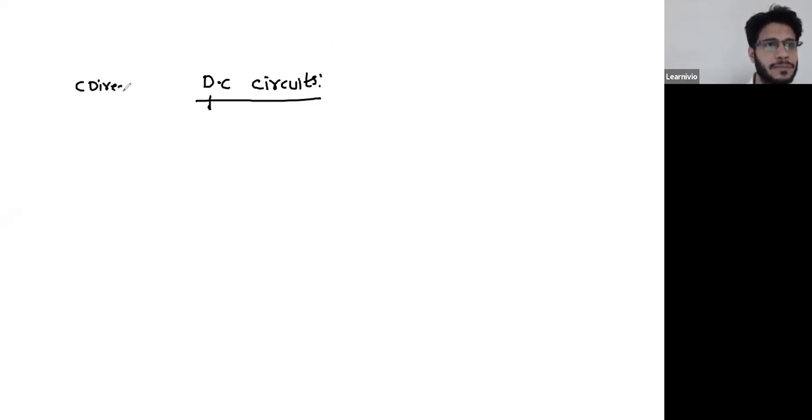Okay, so that was about capacitor. Next, we will do circuits. We will do DC circuits. The next is DC circuits. DC means direct current. Now, next we will do circuits which have a direct current supply. Direct current supply means circuits which are connected through a cell or a battery.